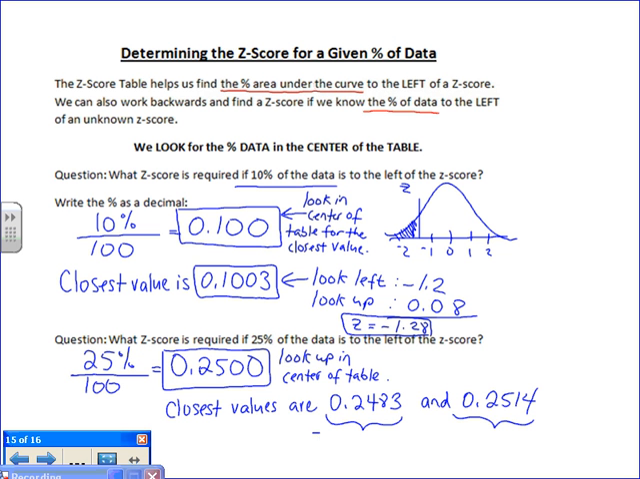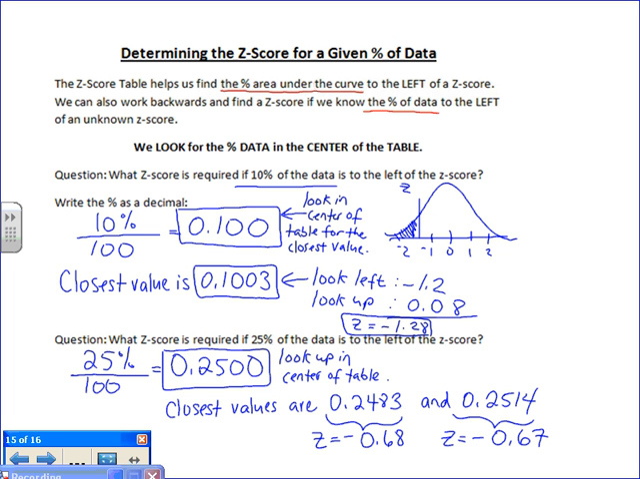The z-score for the first value, the lower value, if I look to the left and I look up, I see that z is equal to negative 0.68. And for the upper area, the higher number, if I look to the left and I look up, I get a z-score of negative 0.67. So I have two z-scores. I know my actual z-score lies right in between those two. So what we're going to do is take an average of those.